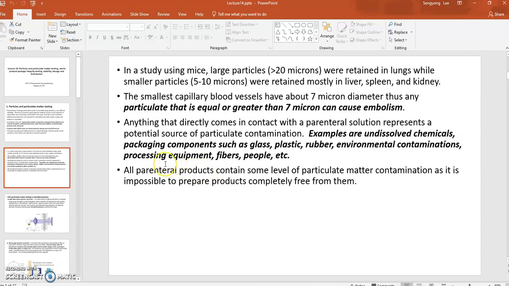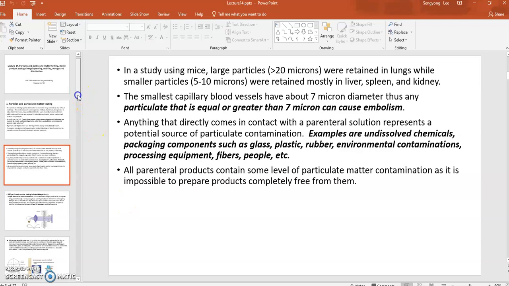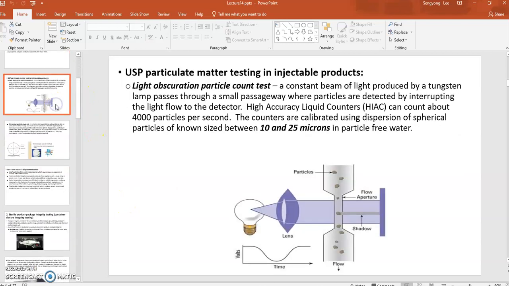There may be some things coming from maybe tubings or whatever the components you use, fibers or people, skin flakes or hair, or possible things. Okay. All parenteral product contains some level of particulate matter contaminants, as it is impossible to prepare product completely free of them. Okay, but the question is how much is there and how much is allowed. Okay, so besides, of course, visual inspection of all your drug vials, okay, there are a couple of methods that you can use to do the testing in more detail.